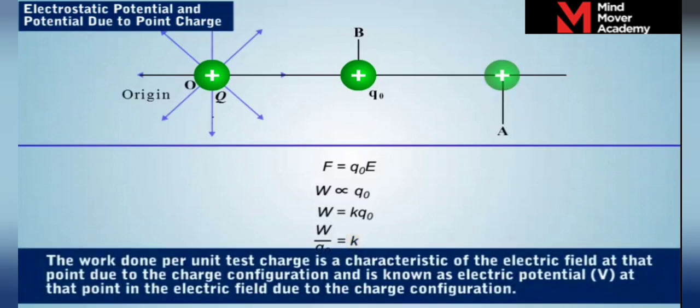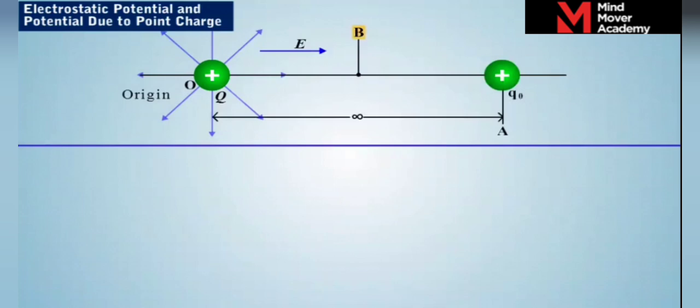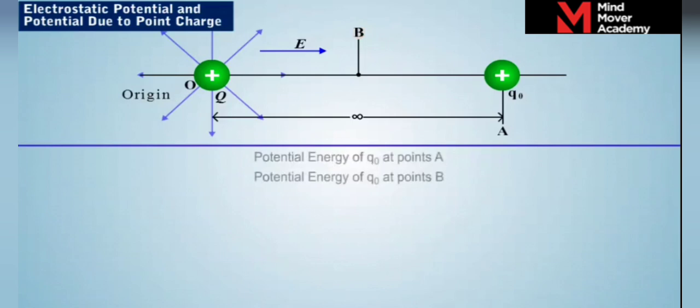The work done per unit test charge is a characteristic of the electric field at that point due to the charge configuration and is known as the electric potential at that point in the electric field due to the charge configuration. The electric potential is denoted by V. Let us consider a point A between the origin and point B. Then, the potential energy of the charge Q0 at points A and B is UA and UB respectively.